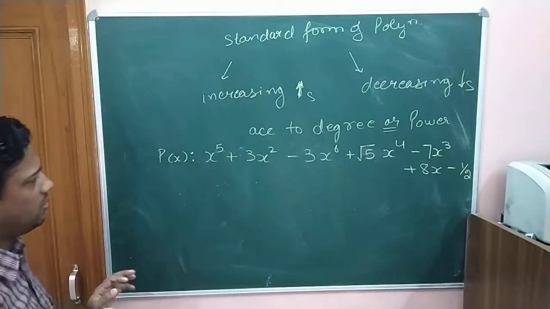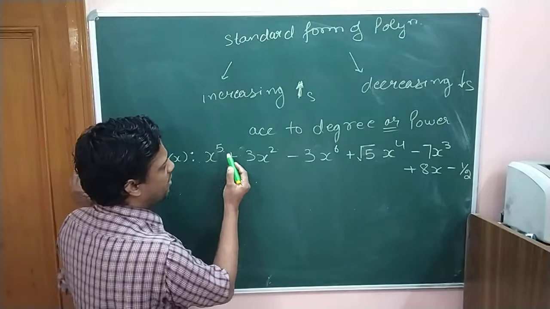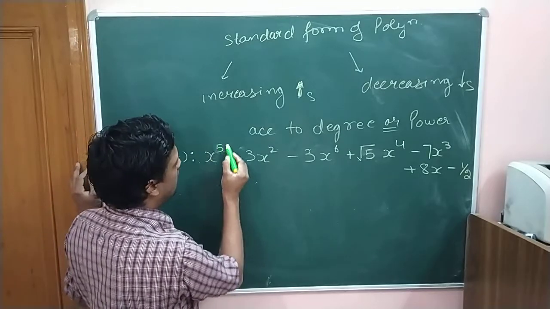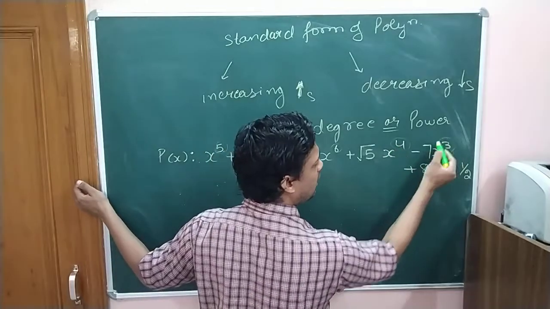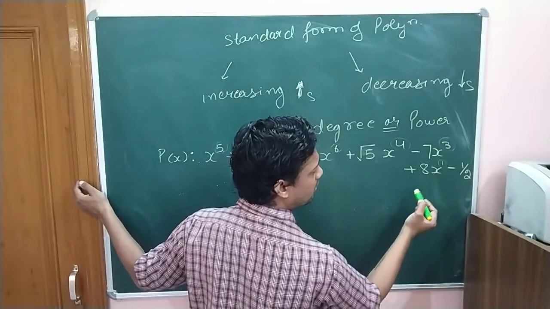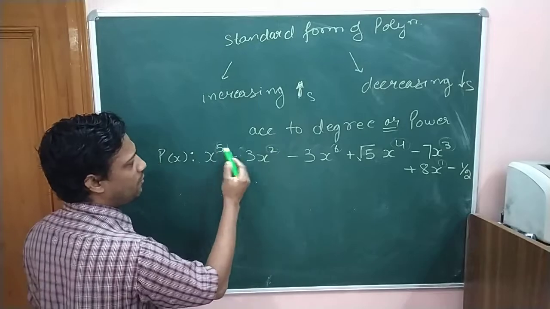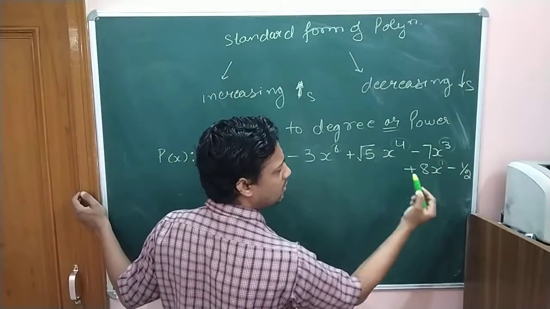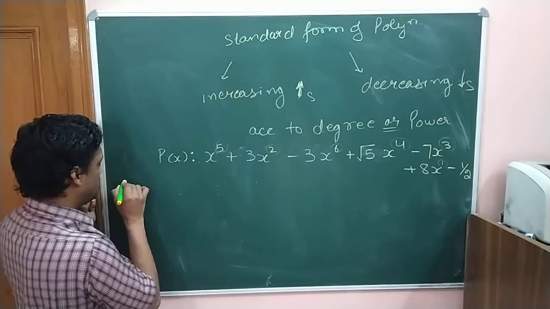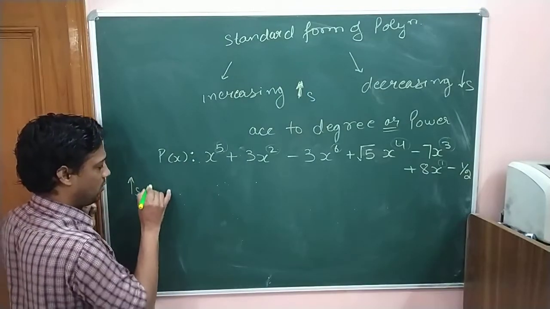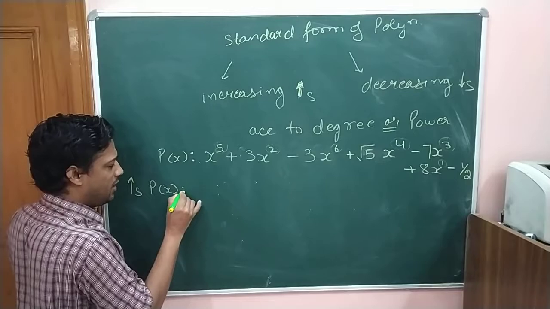This is a polynomial. See, every variable has a positive integer power: 5, 2, 6, 4, 3. By default there is 1. So every power is a positive integer, so it's a polynomial. Now, first of all, increasing order. You have to write the degree in their increasing order.